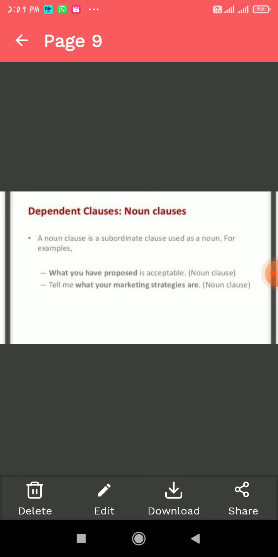The first dependent clause is the noun clause. A noun clause is a subordinate clause used as a noun. Another definition: a noun clause is a group of words which contains a subject and a predicate of its own and does the work of a noun. Example, what you have proposed is acceptable. Tell me what your marketing strategy are. So these two clauses, what you have proposed and what your marketing strategy are, are dependent noun clauses.